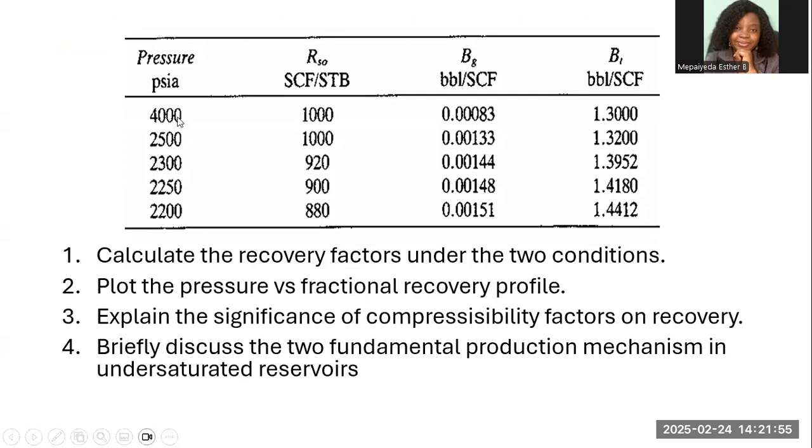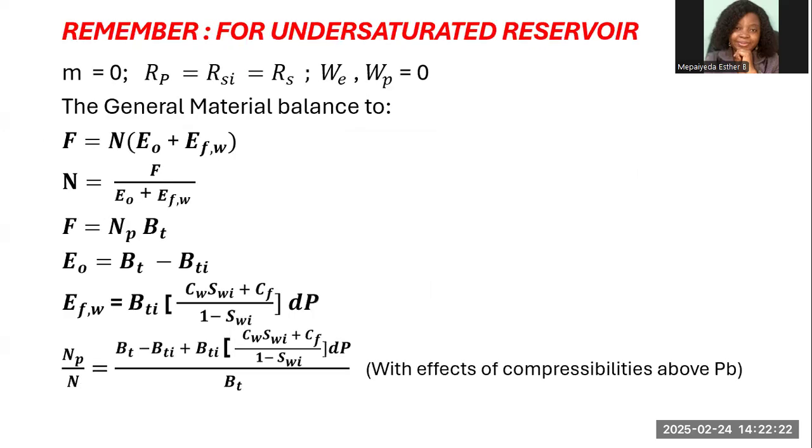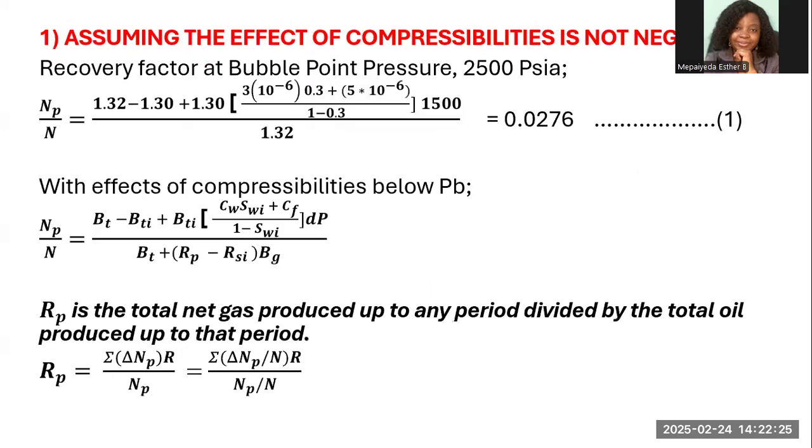you have 4,000, and then you have 2,500 psi. Okay, we are asked to calculate the recovery factors under the two conditions at the undersaturated state, and then below the bubble point pressure. So that's what we are trying to do right now. Okay, so for the undersaturated state, the effect of compressibility was added. So you have this estimated recovery factor at bubble point pressure 2,500 psi.